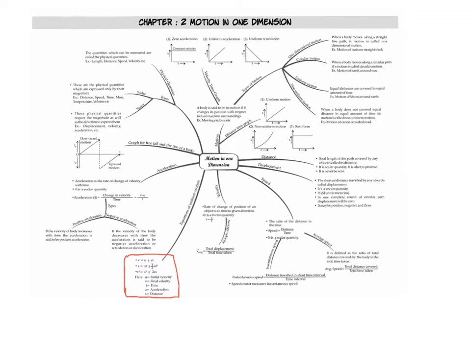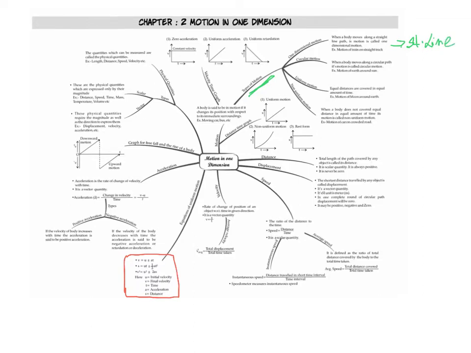So we would start with what are the different types of motion. Motion normally can be divided into four parts. First, one dimension motion, which means motion in a straight line. This is a straight line motion.